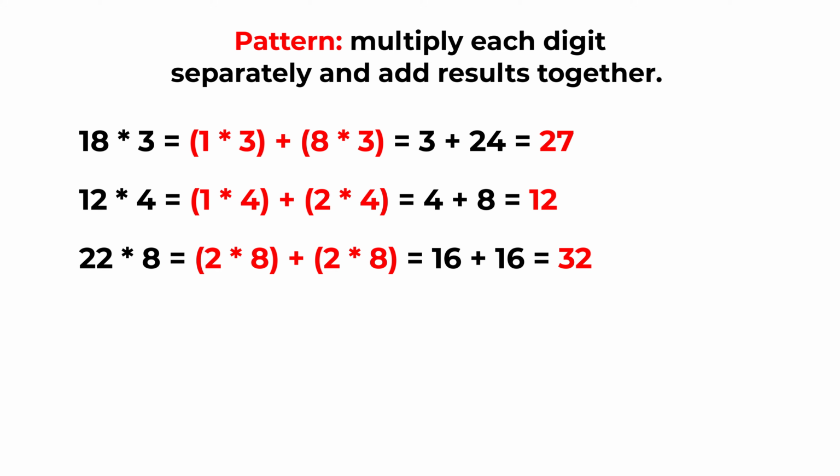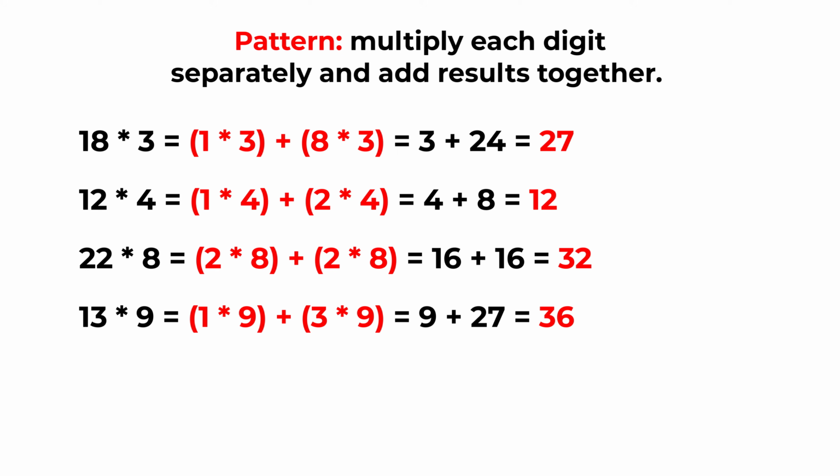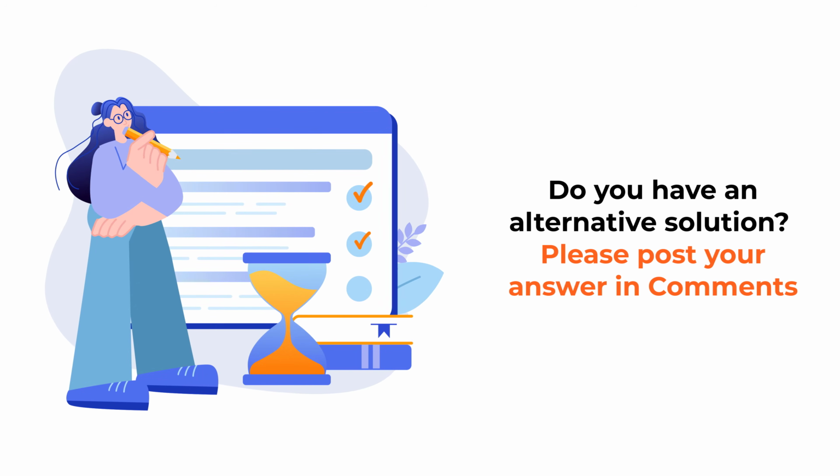So to calculate the answer of 13 multiplied by 9, we would need to multiply 1 by 9 in parentheses and add 3 by 9 in parentheses, which would be the sum of 9 and 27, and the end result would be equal to 36. So the correct answer here is choice B, 36. Hopefully you've nailed this question and now know how to answer similar problems on the test.